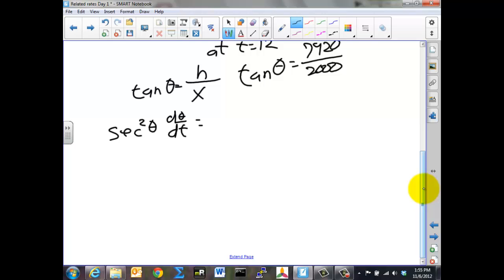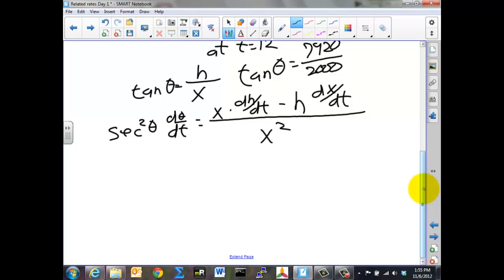How are we going to take the derivative of h over x? Low d high minus high d low over the low squared, right? Isn't that ugly? Yeah, I thought so.